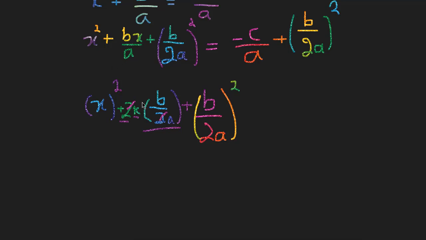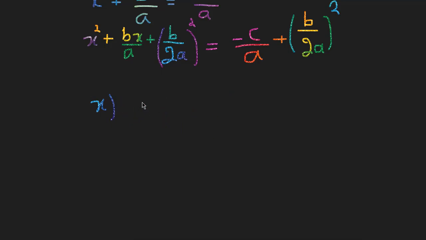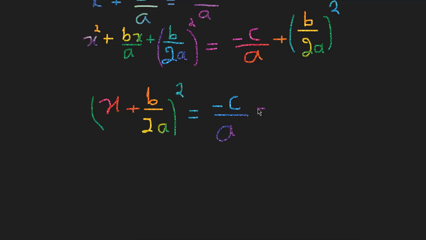So this is the formula. Now I'm going to write down this as a complete square. So it will be x plus b over 2a whole squared equals negative c over a, and then plus, if I apply the square, b squared over 4a squared.